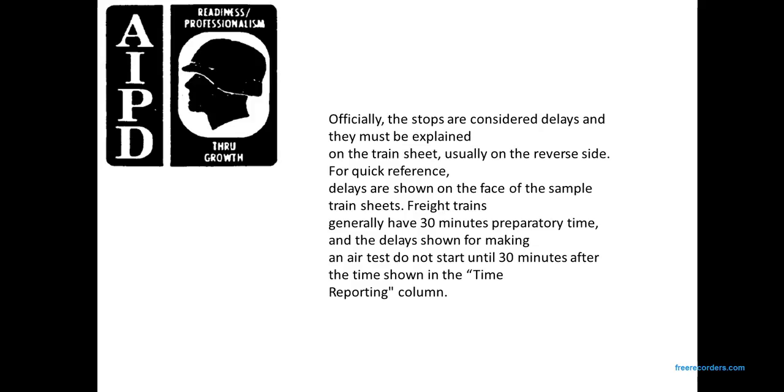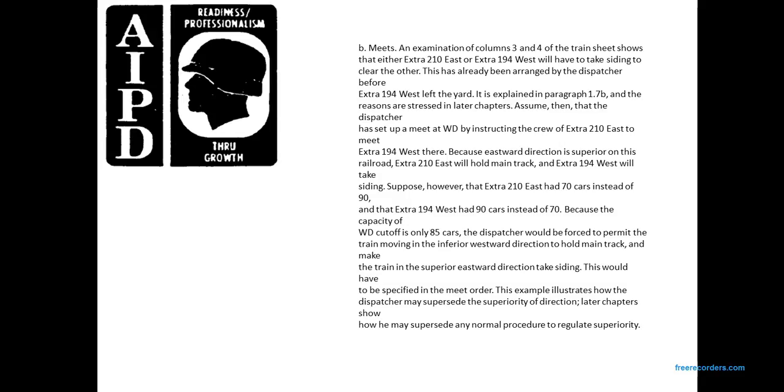Officially, stops are considered delays. They must be explained. The train sheet usually has a reverse side with a quick reference. Delays are shown on the face of the sample train sheet. Freight trains generally have 30 minutes of primary time. Delays shown for making the air test do not start until 30 minutes after the time is shown in the time reporting column. The meets are shown by examination of columns 3 and 4.